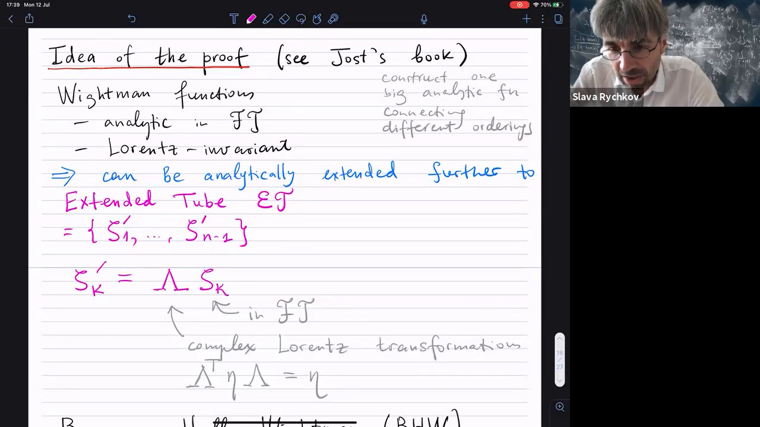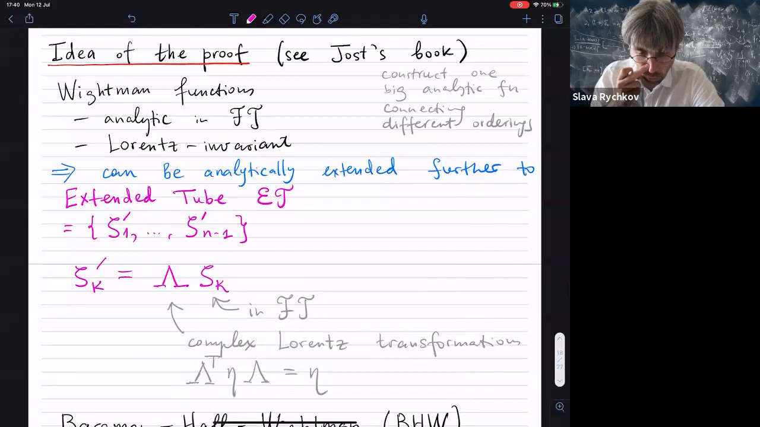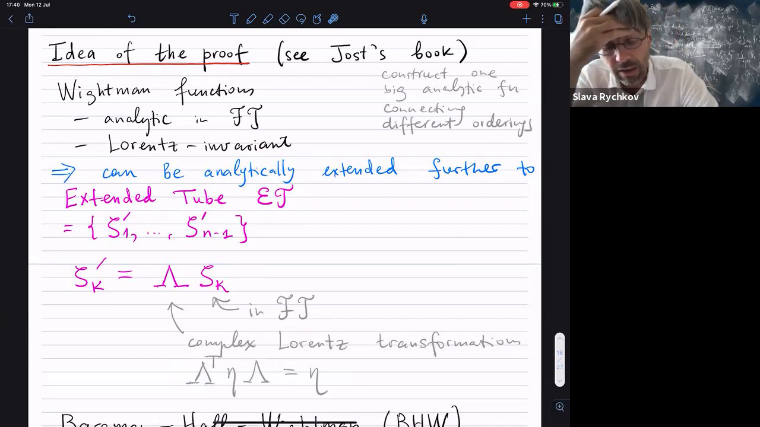So the forward tube is a Lorentz invariant subset of the complex Minkowski space. But in addition to the real Lorentz transformations, it's natural to consider complex Lorentz transformations. Now you have to think a little bit how to define complex Lorentz transformations, but the good way to define them is as a set of complex matrices which satisfy the same equation as real Lorentz transformations. So Λ^T η Λ equals η, with the same η.